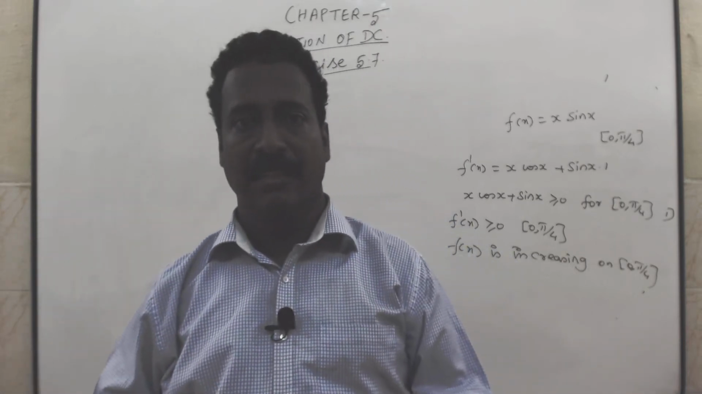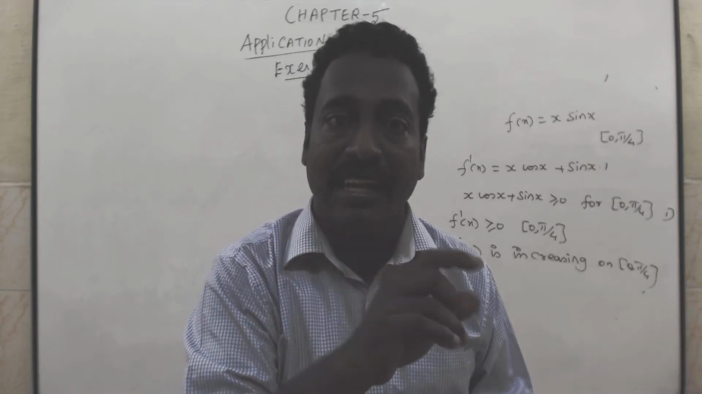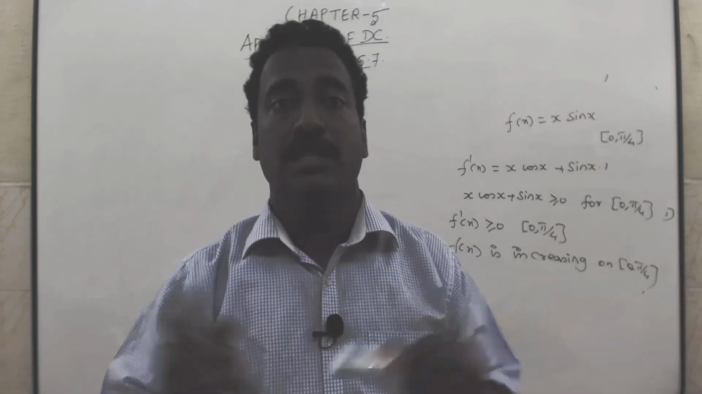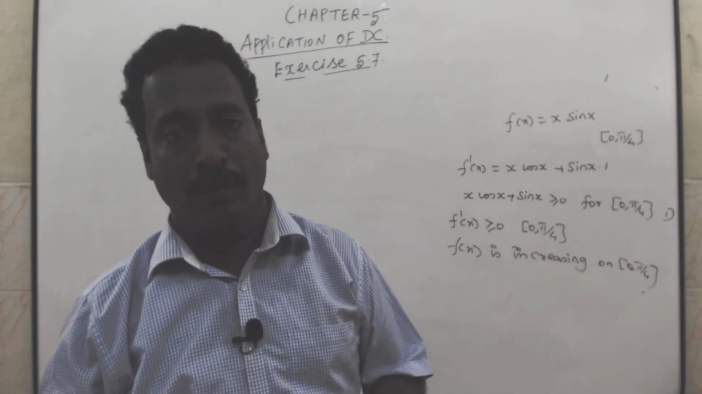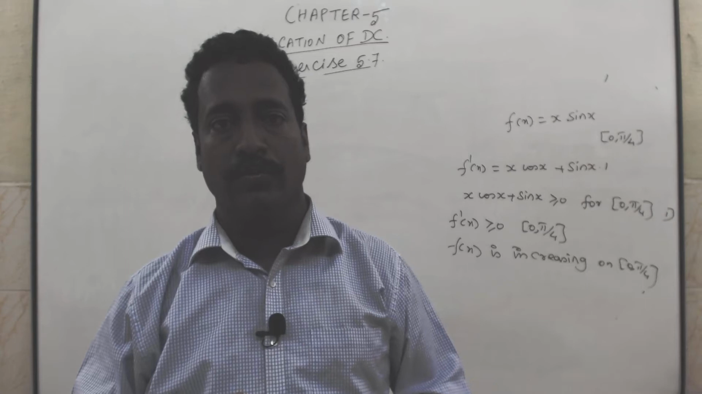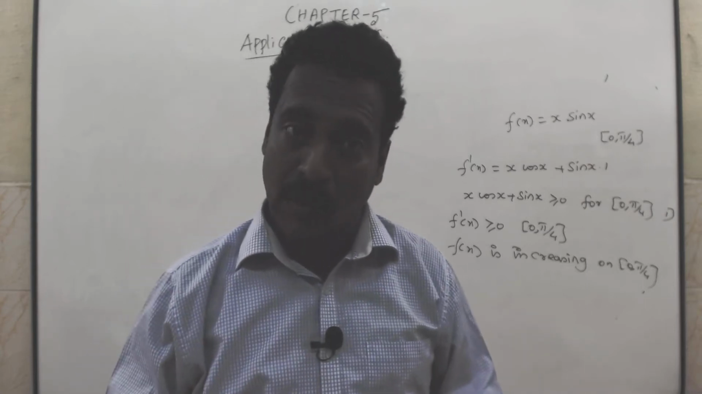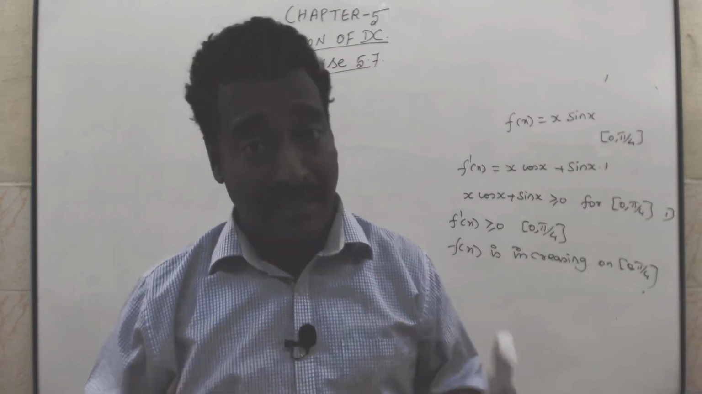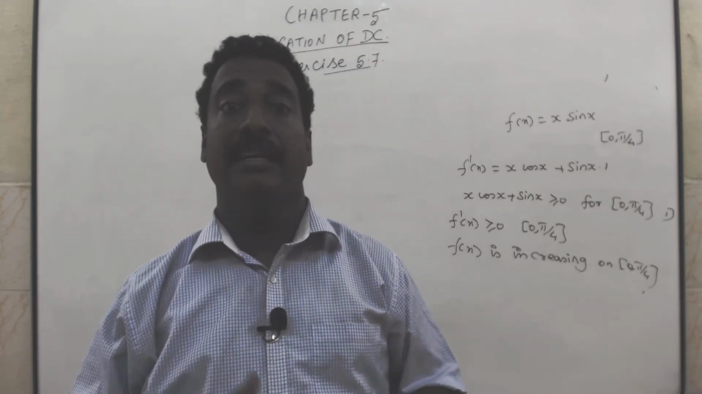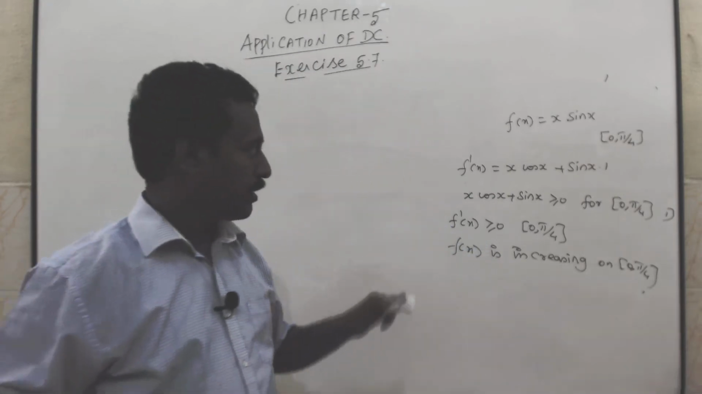If the interval is given, you just have to verify the innermost and outermost limits. Substitute in the outermost limits. Verify whether it is positive or negative. Greater than 0, strictly increasing. Greater than or equal to 0, increasing. Less than 0, strictly decreasing. Less than or equal to 0, decreasing. Is it clear?